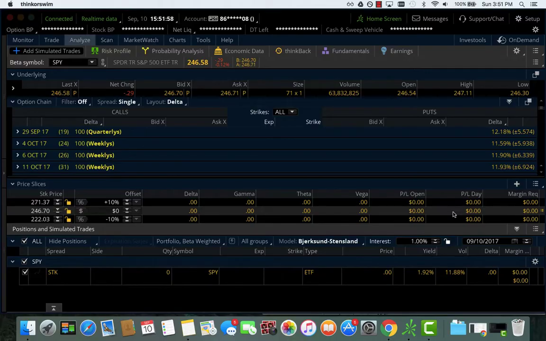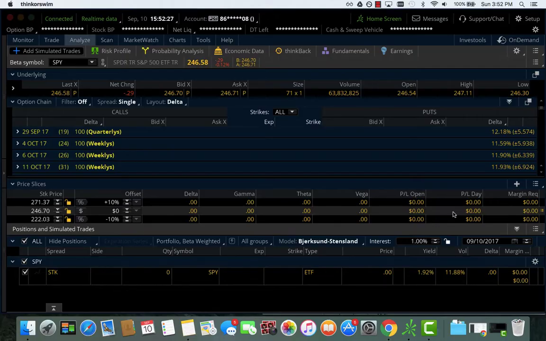So beta weighting is taking a position. Let's say we're going to compare Facebook and SPY. What we're going to do is take the percentage price movements of each of those stocks over the last year, and then do a standard deviation calculation on them and actually get how many shares of SPY is equivalent to how many shares of Facebook, etc. So that's what it is.